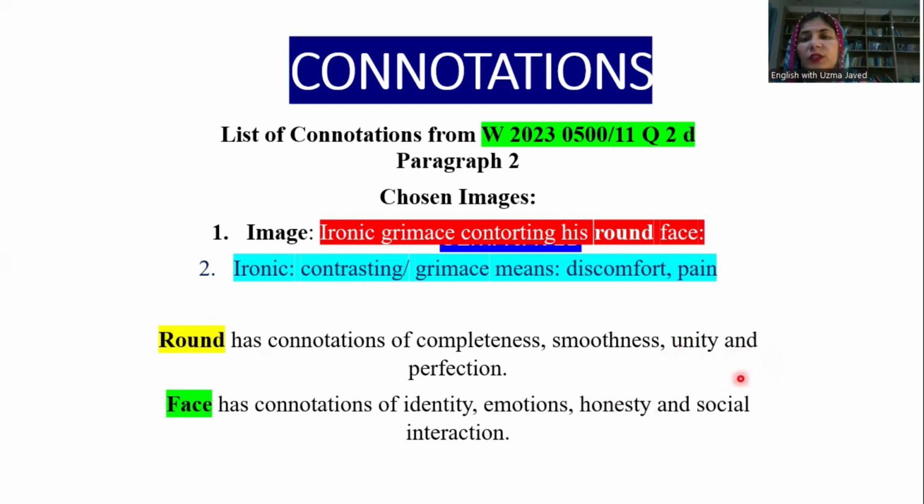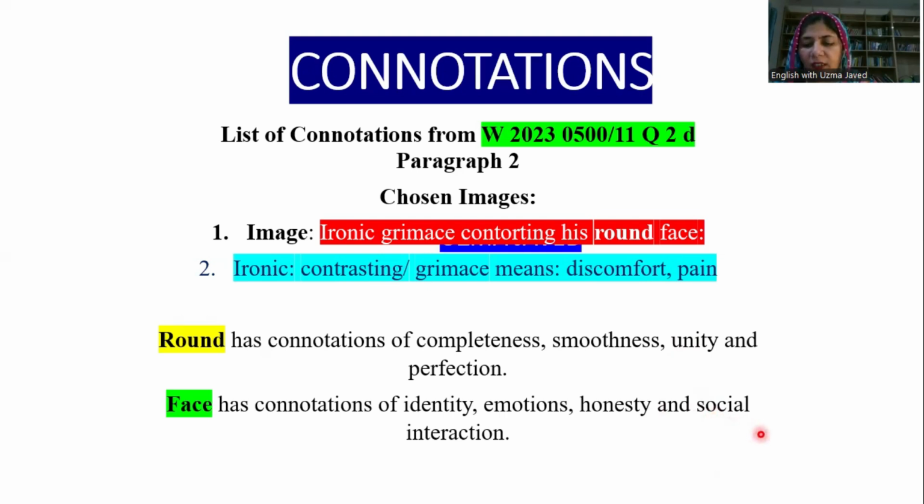When you go through some of these sample connotations, your mind will be well prepared to create connotations on your own in the examination scenario. The second word is face, which has connotations of identity, emotions, honesty, and social interaction. Obviously, you meet with people just as through Facebook, through your face, you are interacting with so many people. So, this is how you will be working upon connotations.